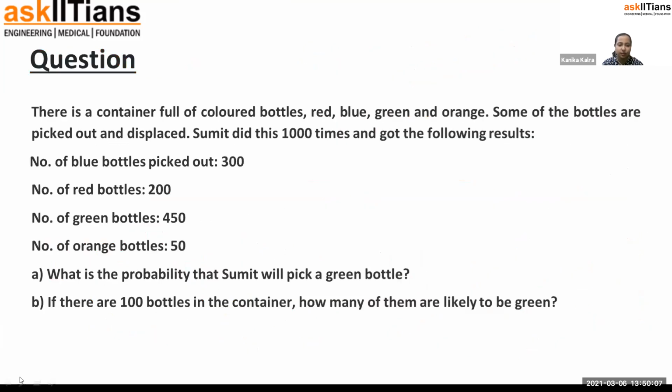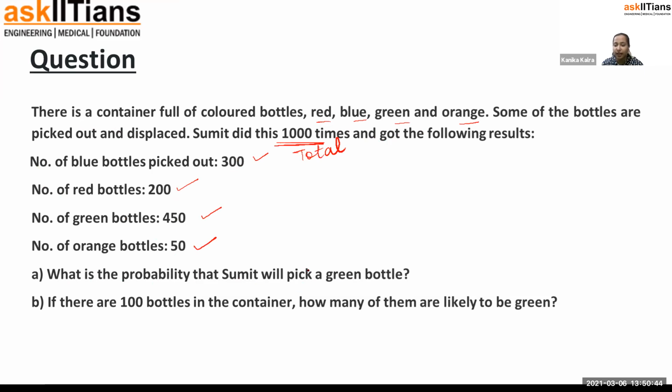Let's take a question. There is a container full of colored bottles, red, blue, green, and orange. Some of the bottles are picked out and replaced. Sumit did this 1,000 times. 1,000 times is the total number of possible outcomes. And then the number of blue bottles picked out are 300, red bottles 200, green 450, and the number of orange bottles are 50. Now, what is the probability that Sumit will pick a green bottle?